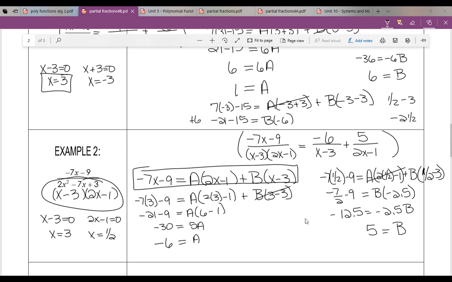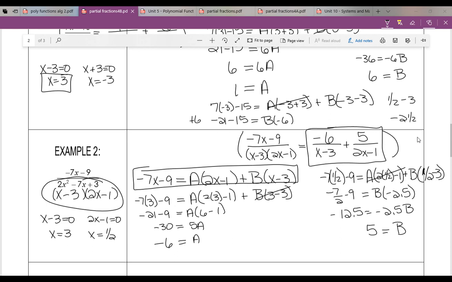Now, some of your homework questions simply want you to set up the scenario with A over something and B over something, and that's as far as they want you to go. And then other problems want the final answer. They want the partial fractions. So be careful when you do this homework assignment.